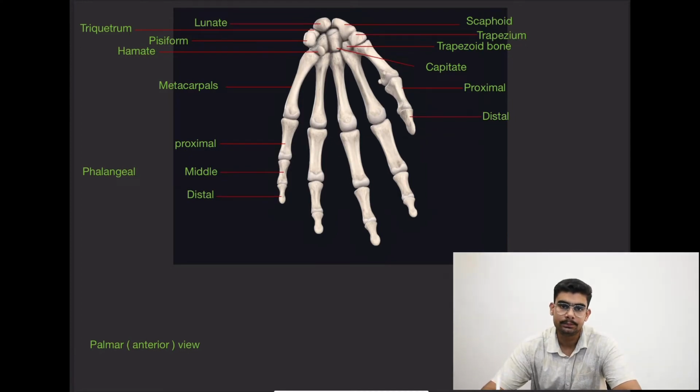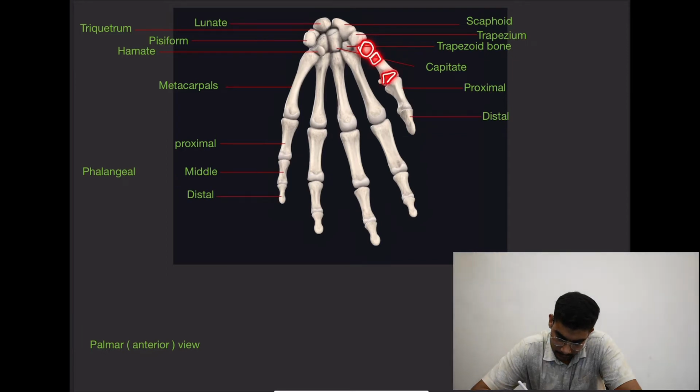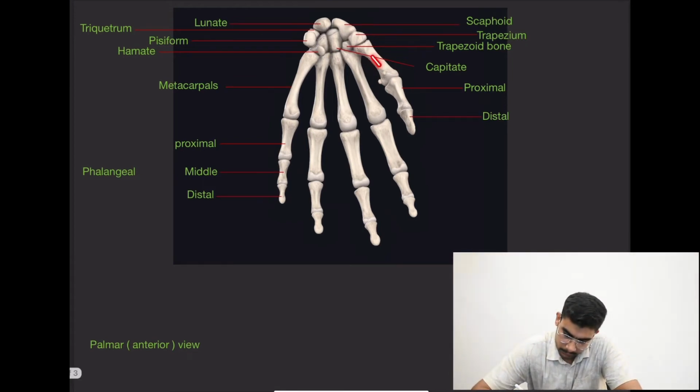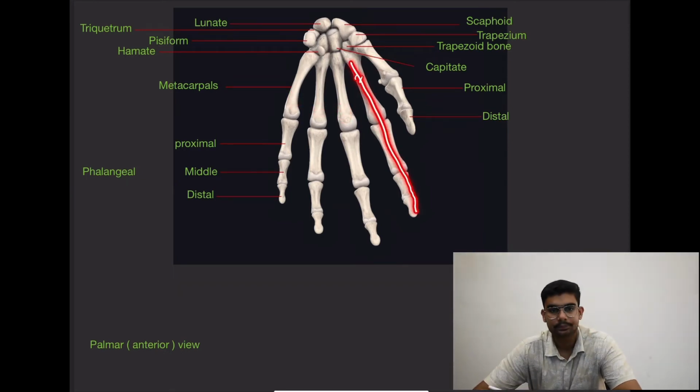Now we will learn about the metacarpals. The metacarpals are long tubular bones which are present between carpals and phalanges. The metacarpals consist of base, shaft, and head. This is the base of metacarpal. This will be the shaft of metacarpal, and this is the head of metacarpal. There are 5 metacarpals: 1, 2, 3, 4, 5. Metacarpal number 2 is the longest.